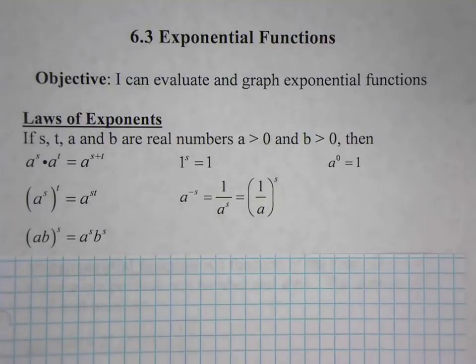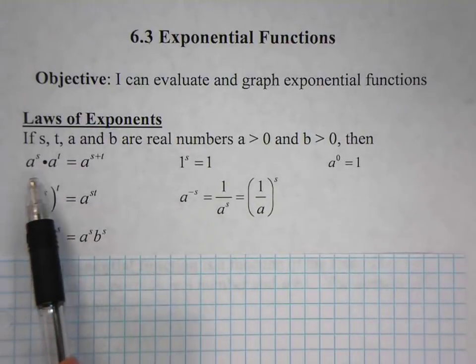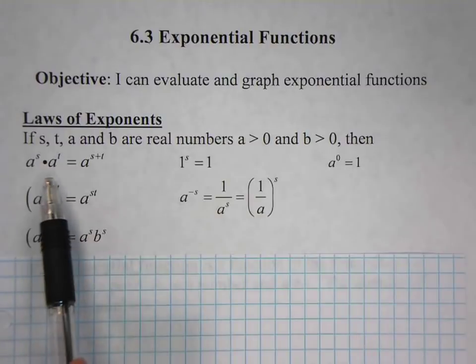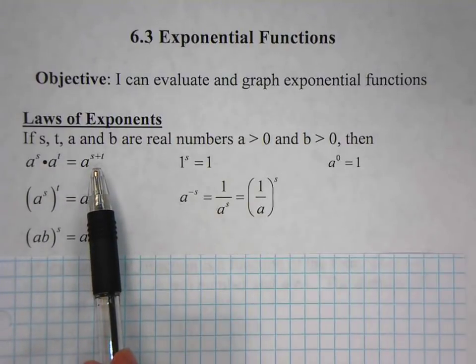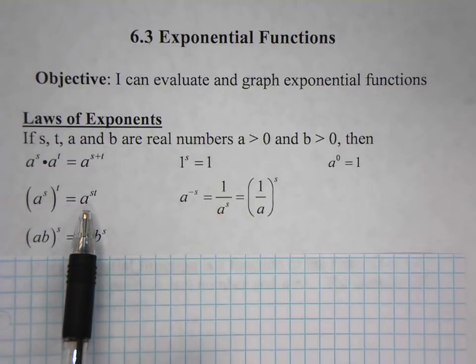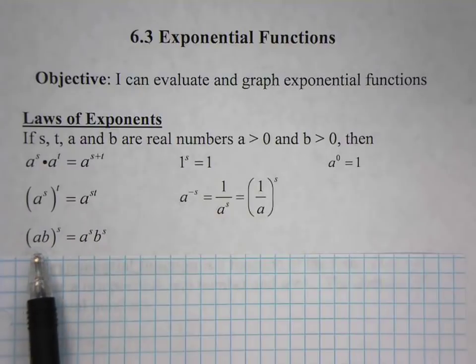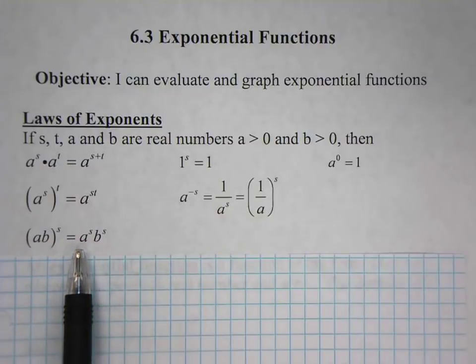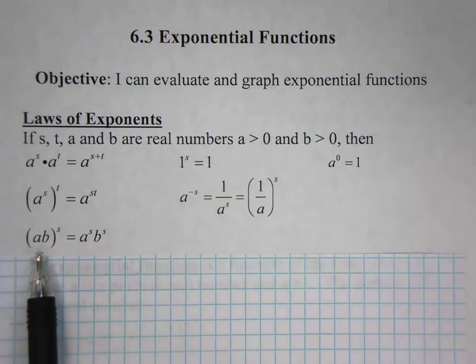If you look at the first one here, a to the s times a to the t, when you're multiplying with the same base, you're going to go ahead and add the exponents. Here is when you have a power raised to a power, you multiply the exponents. When you have two things that are multiplied inside a parenthesis and they're raised to the same exponent, it's as if each one individually was raised to that power and then multiplied together. I do want you to notice though that there's not a plus sign between this a and b. If there was a plus sign, then it would be more of the case where we have to write the quantity more than once and use distributive property.